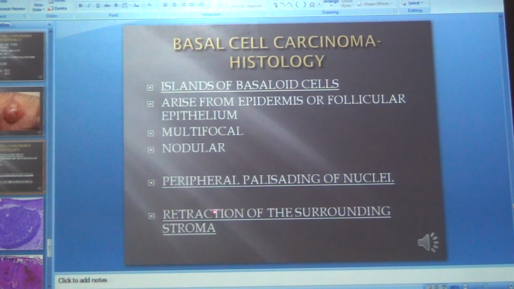But you may also see retraction of the surrounding stroma. These islands of basaloid cells are retracted from the surrounding stroma, and this is basically an artifact. This retraction artifact also helps in the diagnosis of basal cell carcinoma.